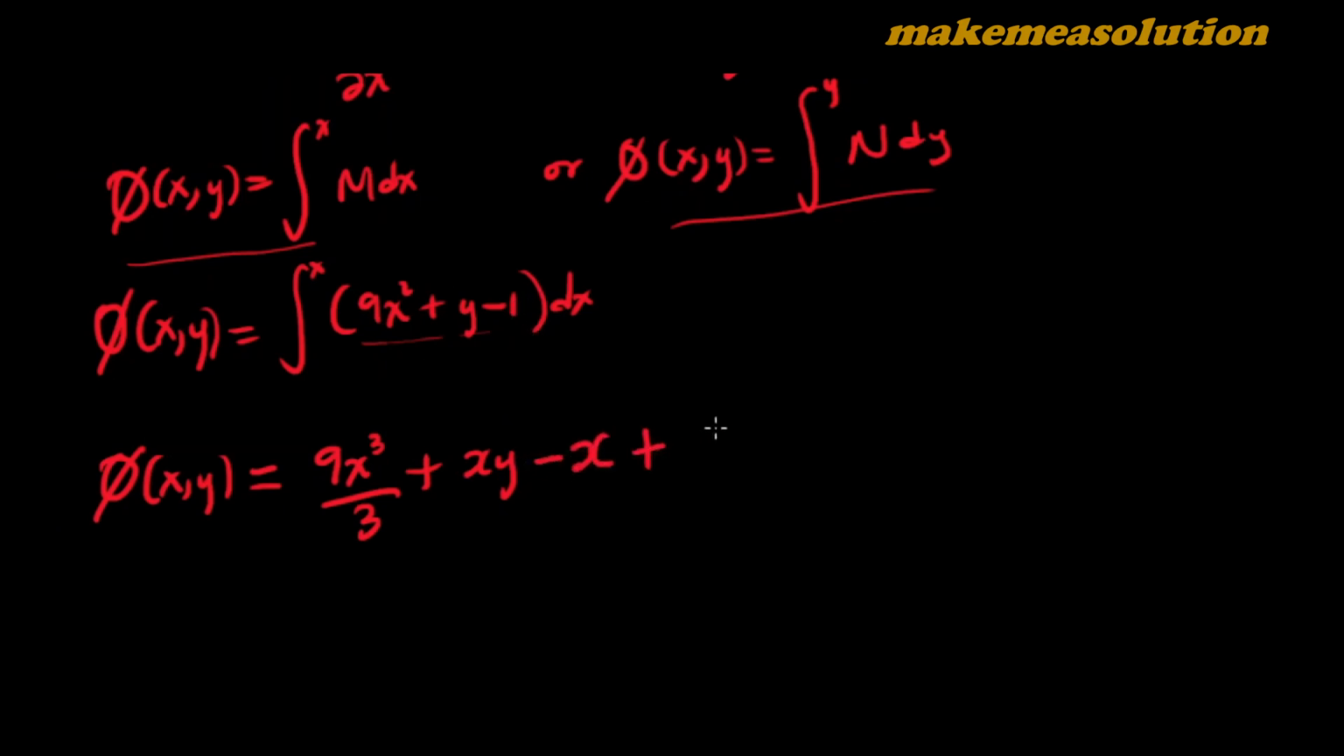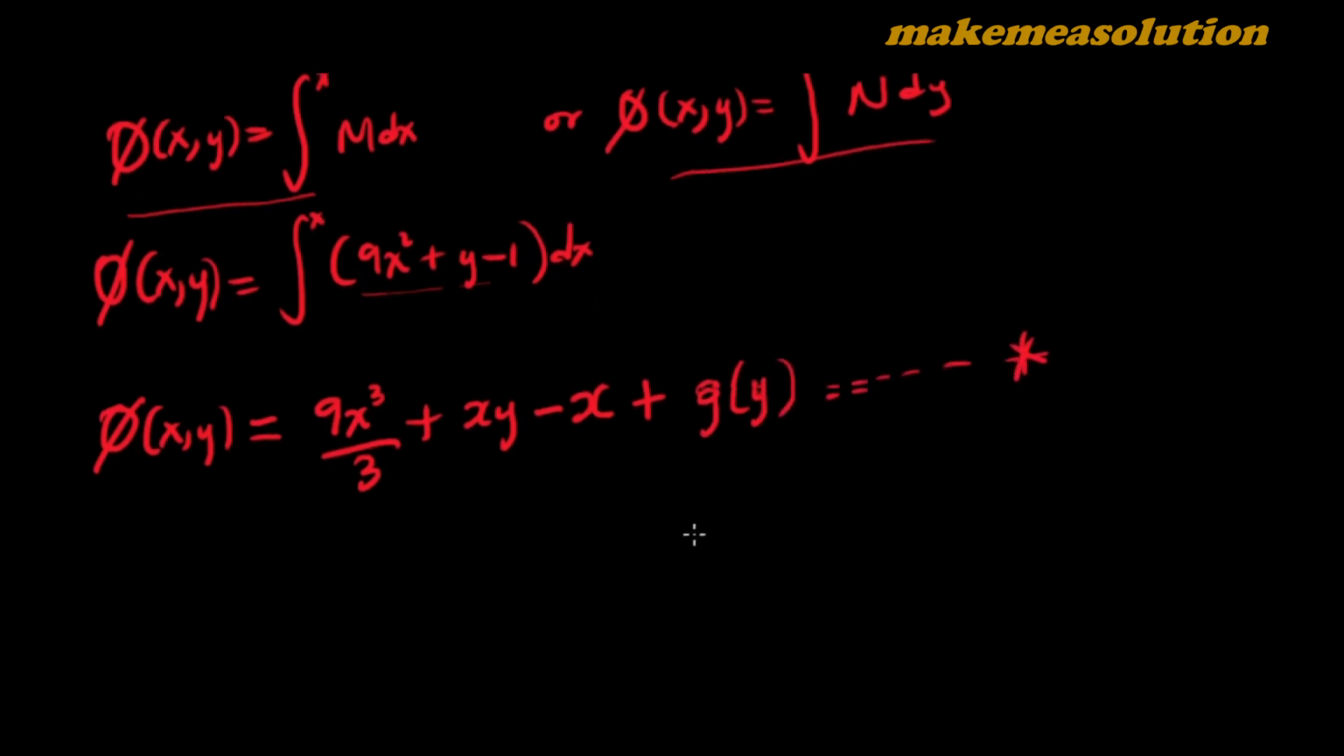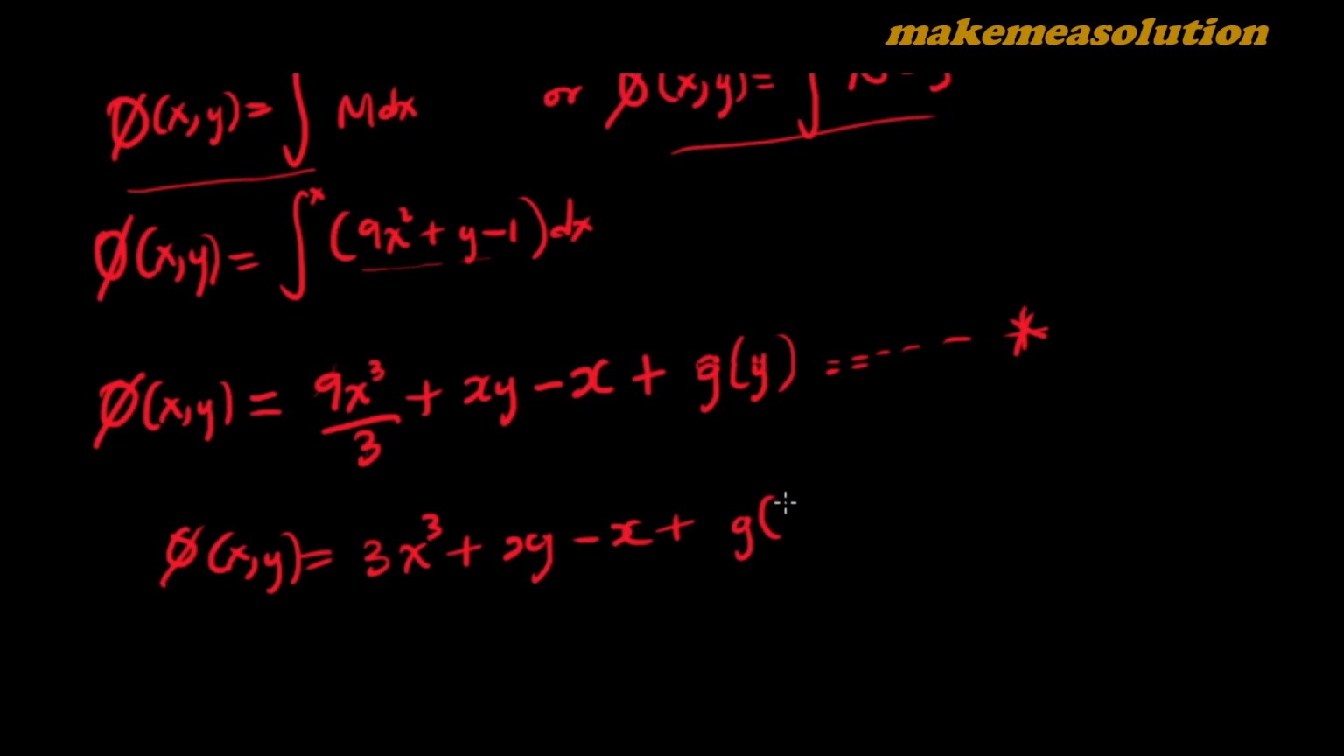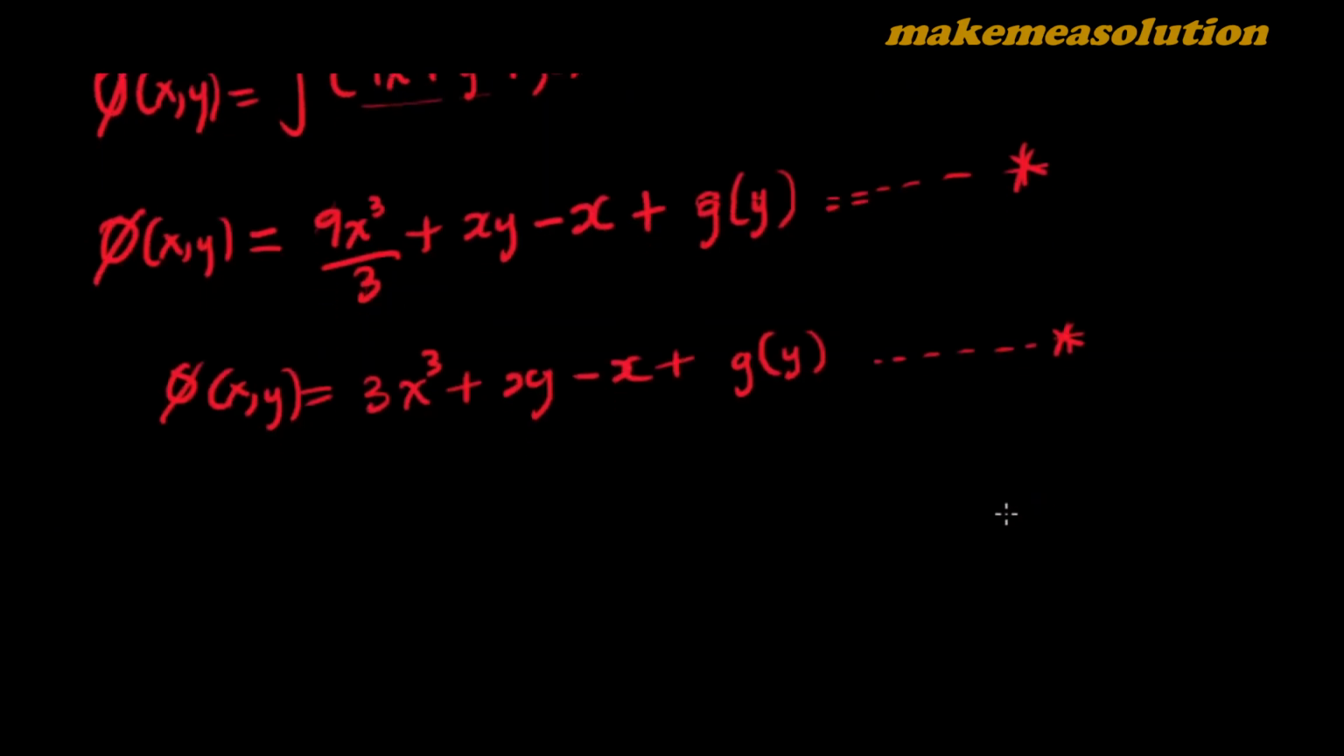Then remember your constant of integration, which in this case is going to be an arbitrary unknown function g of y. Okay, g of y. So this is going to be leading up to our solution for phi of x comma y. So we'll have 3 cancels part of 9, you get 3x cubed plus xy minus x plus g of y. Is that okay? g of y. So this is our half-baked solution. For this half-baked solution, our objective is to find g of y.